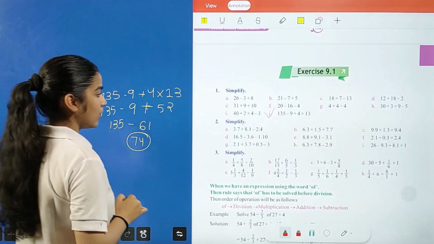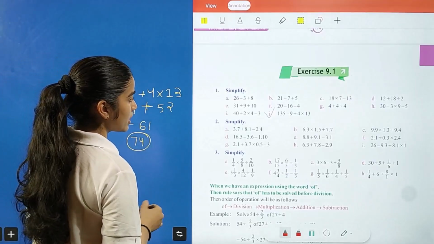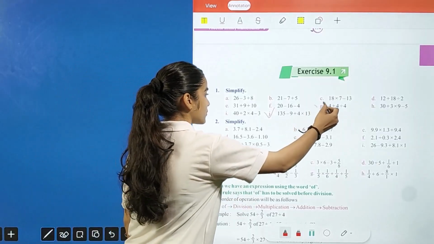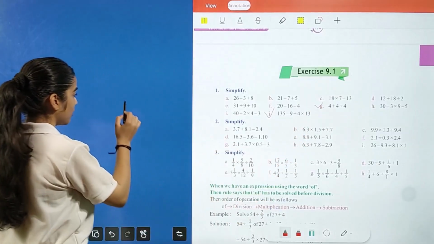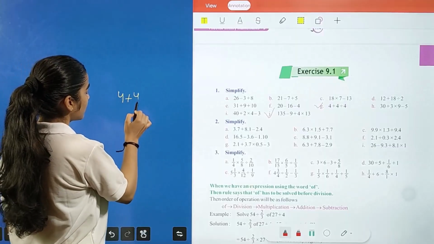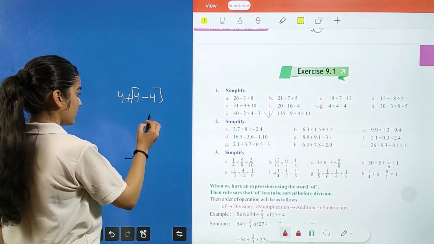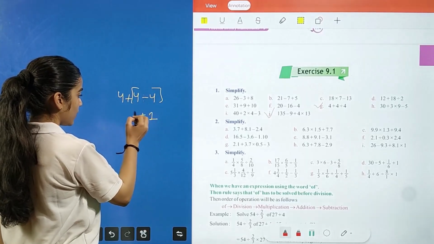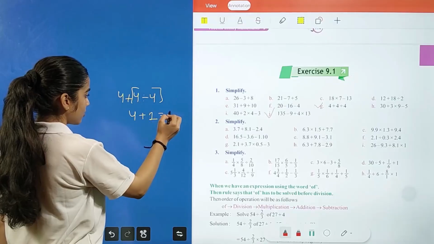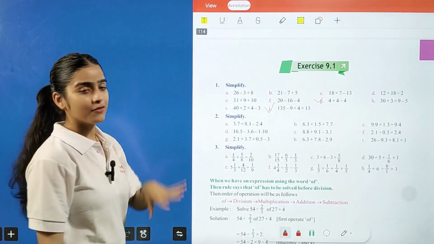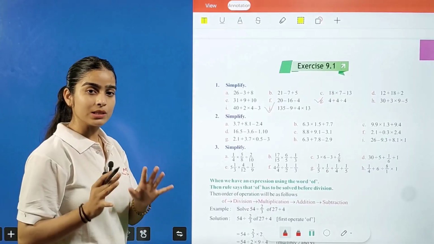Okay. Now the rest of the questions are the same, so you can do that. But let's take one more example where you get confused, in part G. 4 plus 4 divided by 4. When you take the division part first, your answer is 1. Now you have to add 4 to this. So your final answer is 5. Okay, students, you have to do the rest of the questions as I do.